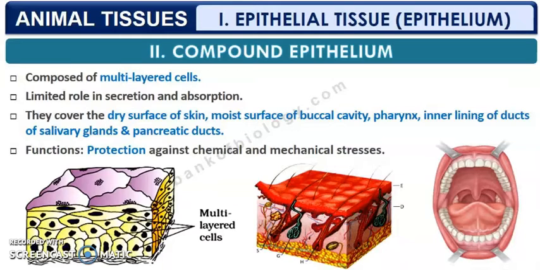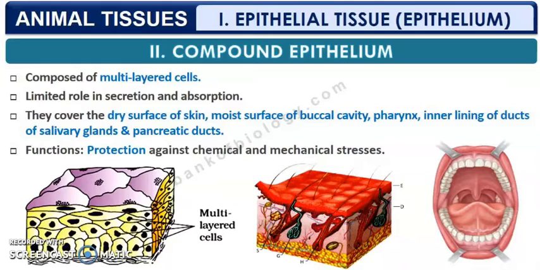But you saw that most of the different types of simple epithelium had a main role to play in secretion and absorption, right? Here they have only a limited role in secretion and absorption. And what is the main function of this? Their main function is to provide protection against chemical and mechanical stress, right? Any form of mechanical and chemical stress is withstood with the help of the compound epithelium.